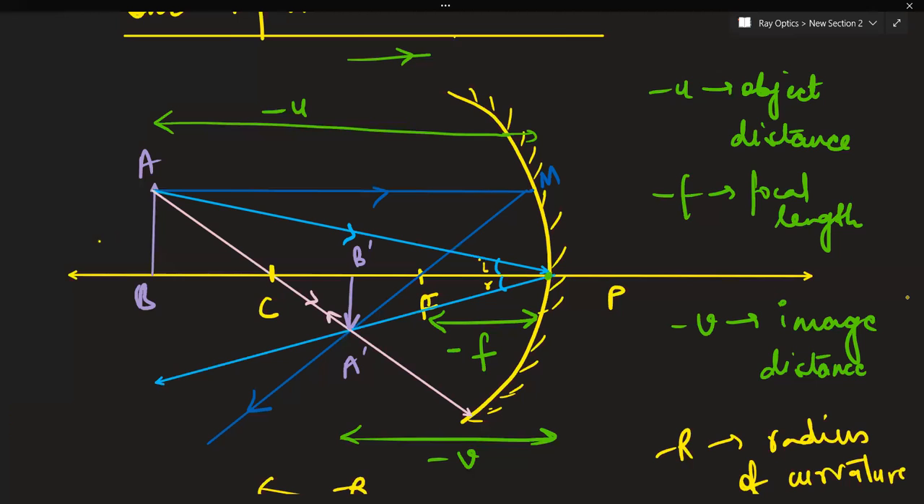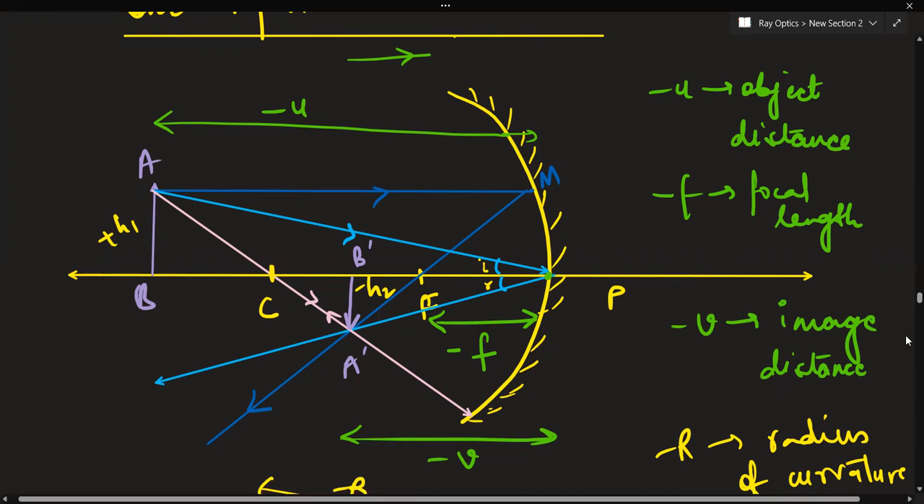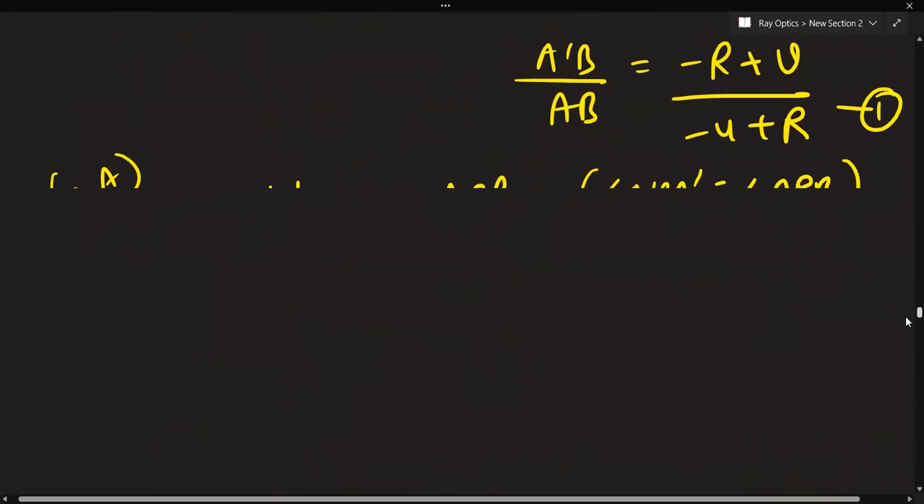So plus, let's say H1, and let's say this is minus H2. This is the sign convention we are using. Then B dash P, we already know this is the image distance, minus V, and BP, we already know this is the object distance, minus U. Now see, in one line your answer will come.